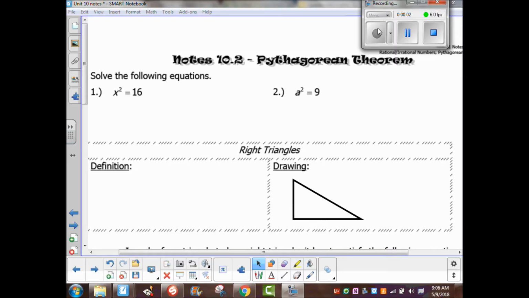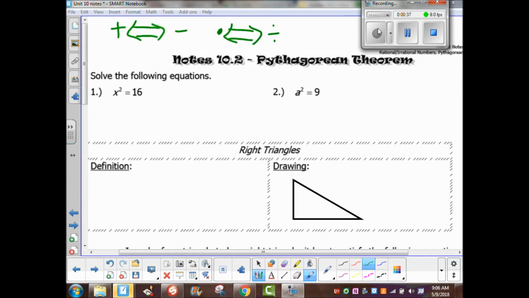Notes 10.2, Pythagorean theorem. It says solve the following equations. When we solve equations, you learned this way back when we first started. If we were adding something, how did we undo addition? Subtraction, and it went both ways. If we had subtraction, we undid it by addition. If we have multiplication, how do we undo multiplication? Division, and again, that works both ways.